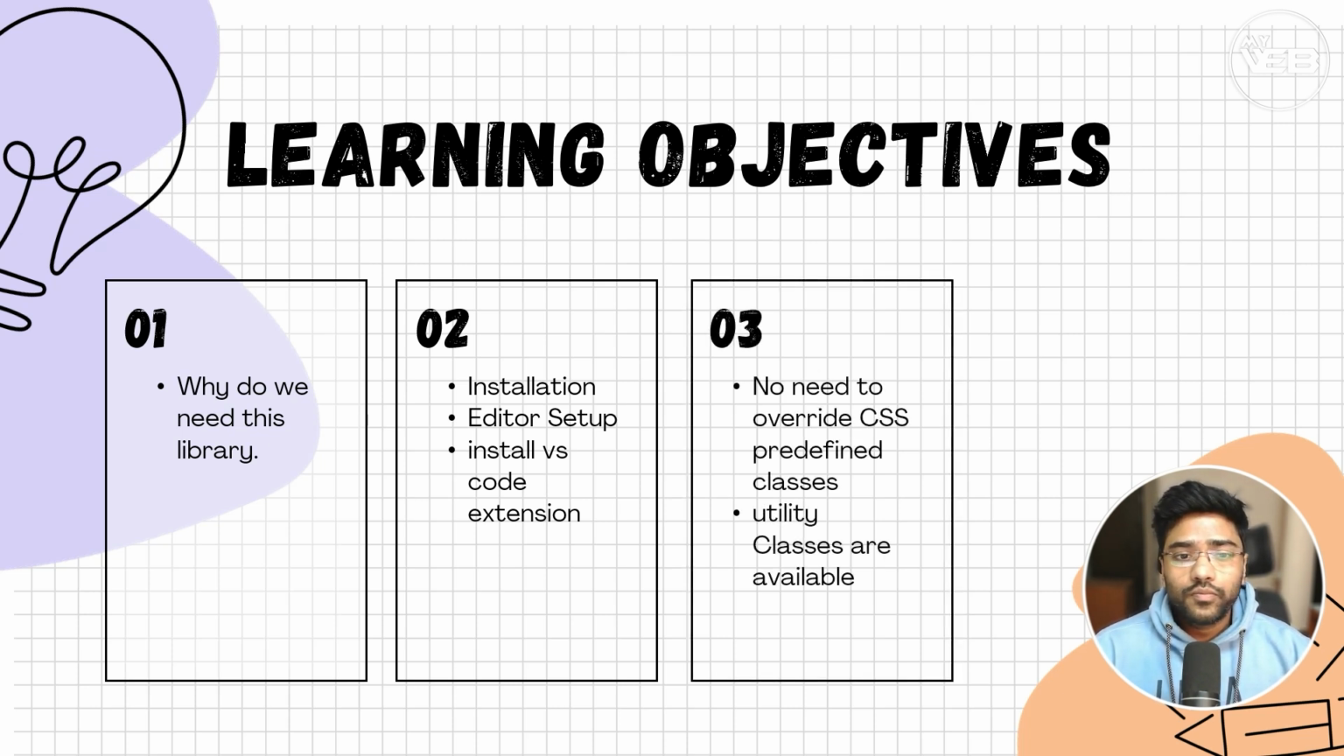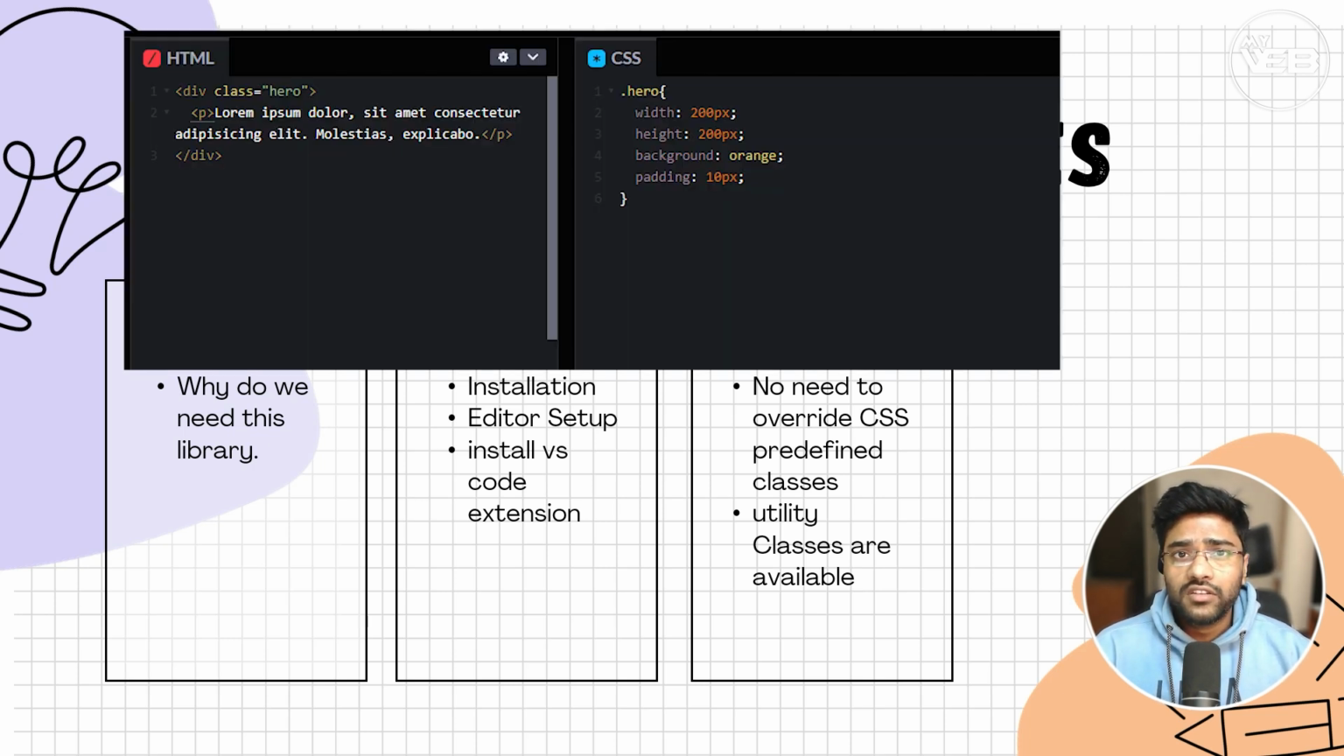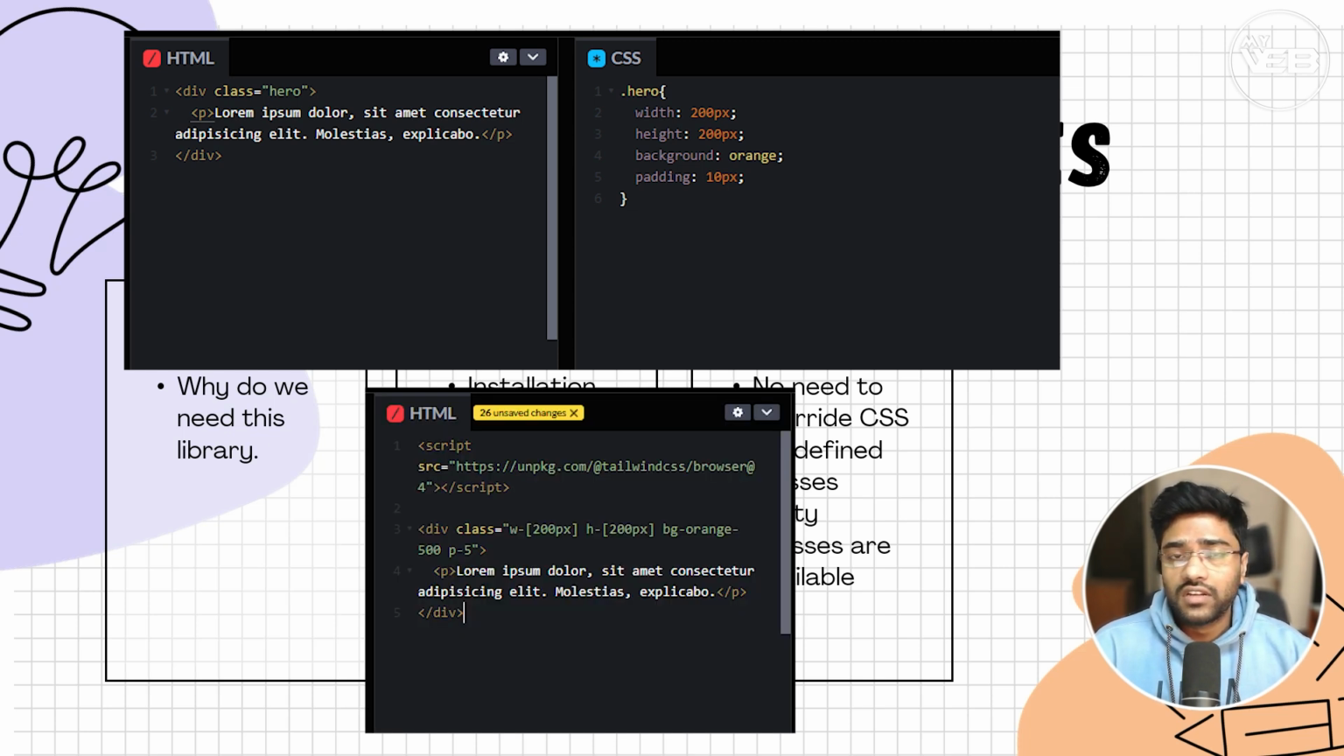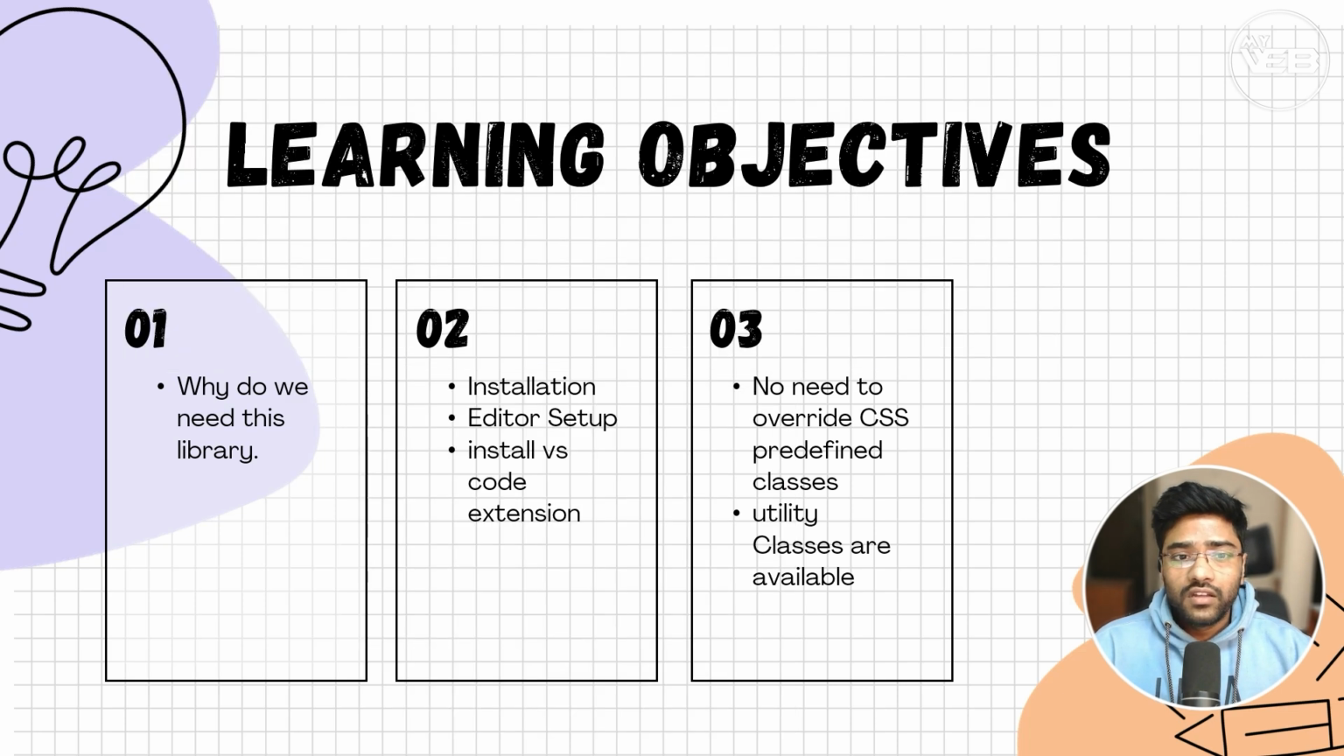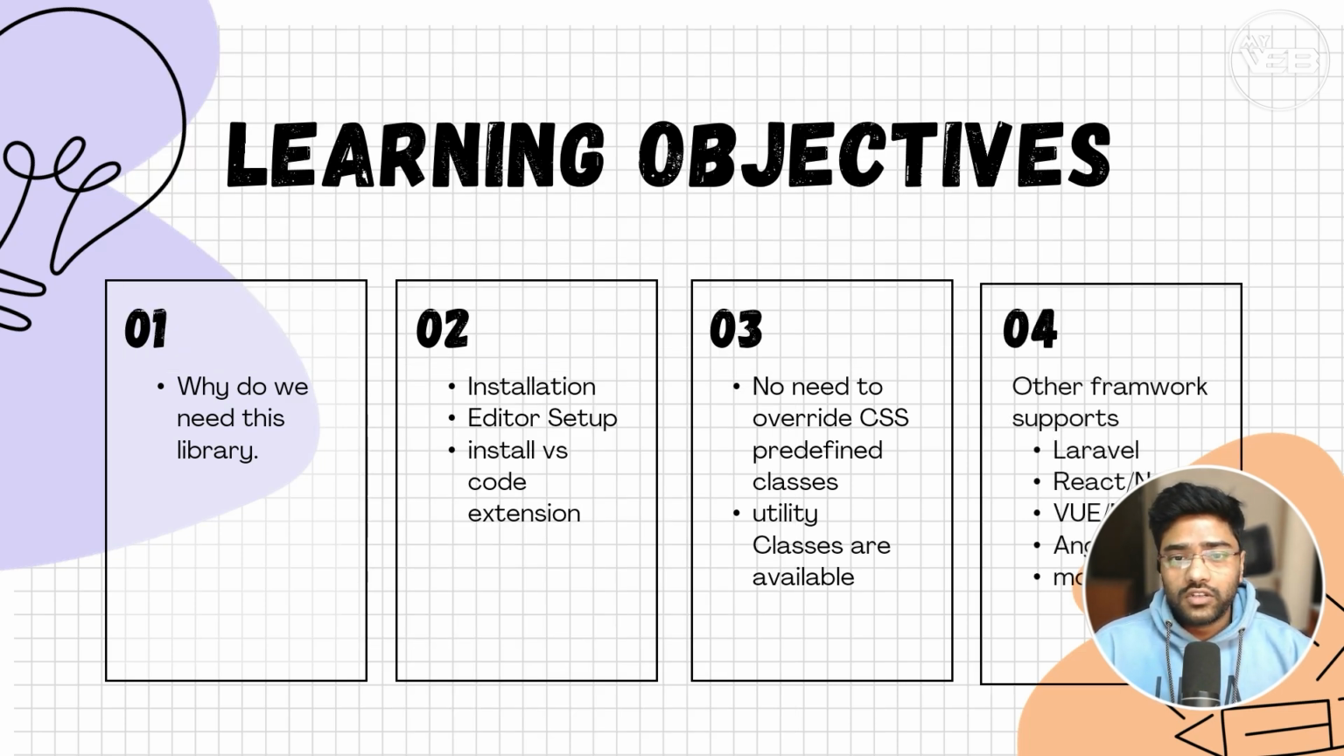The third one is no need to override predefined CSS classes, because this is a utility class based CSS framework. It means that if you want to write a margin or a padding, you don't need to write a proper class name like hero section, then go and create a new CSS file like style.css, write .hero, then curly braces, and write the padding and margin and put in the value. You just need to write a class in your HTML code with p dash and whatever you want. Okay, now let's move to the fourth objective.